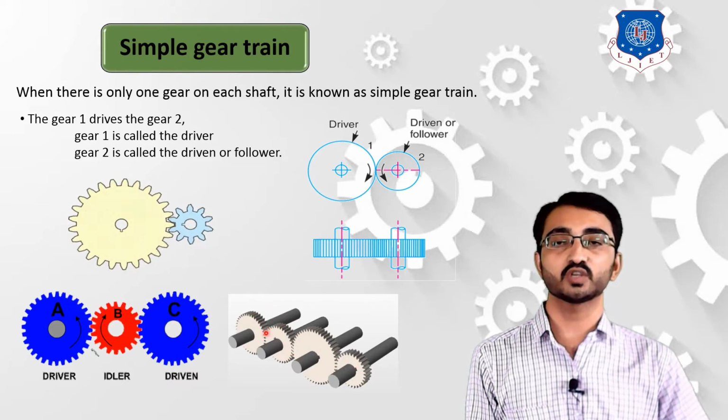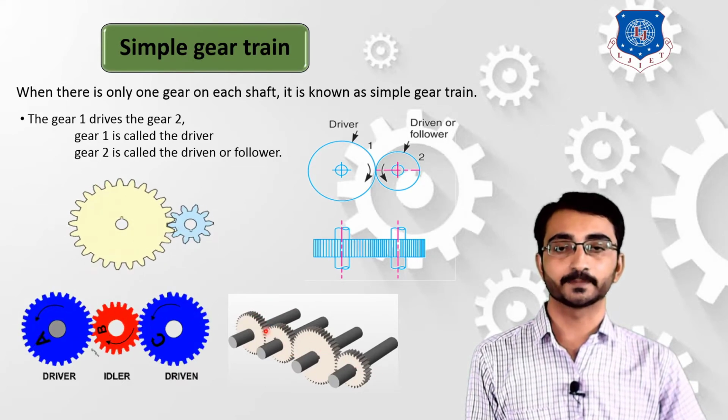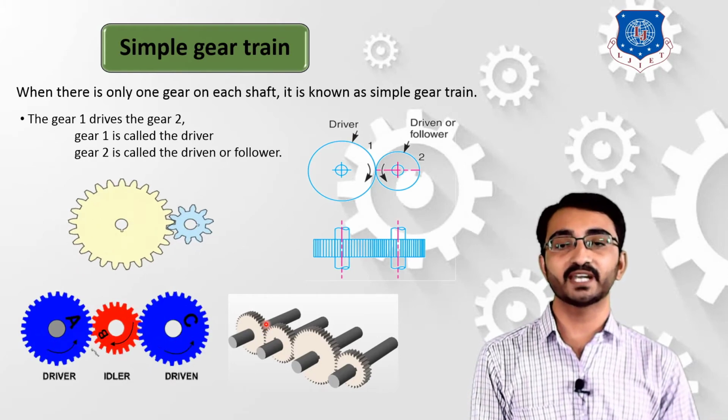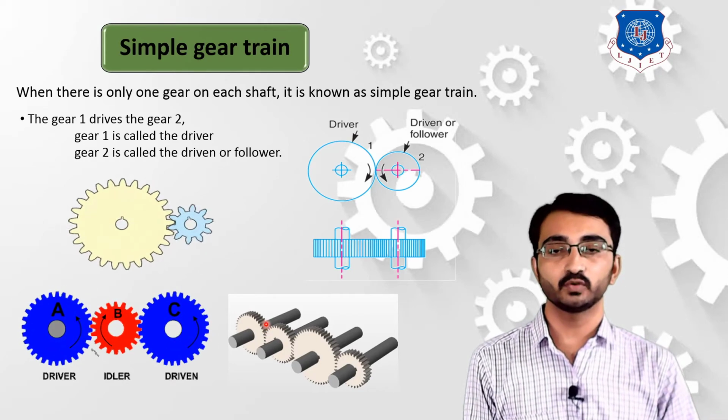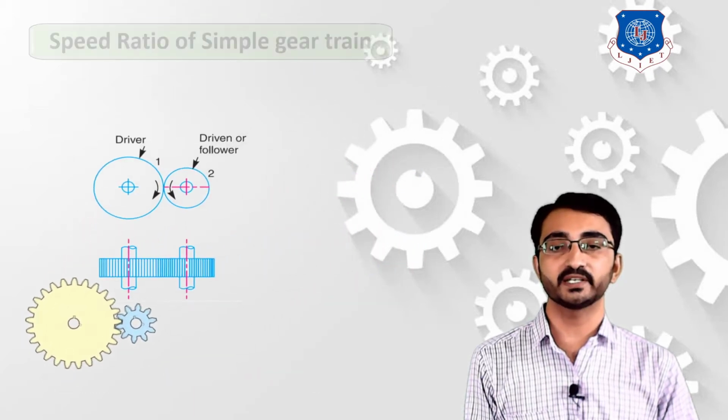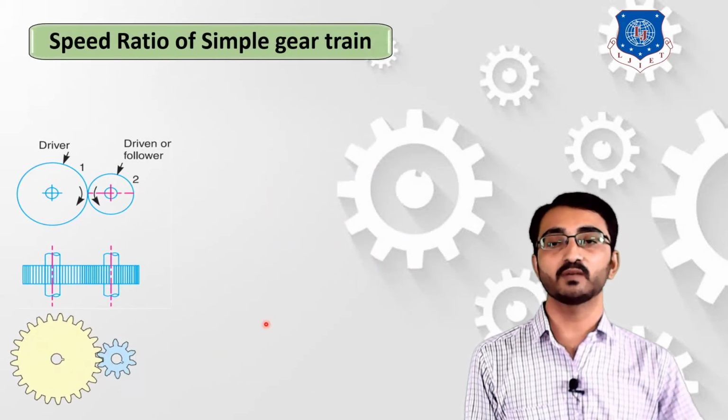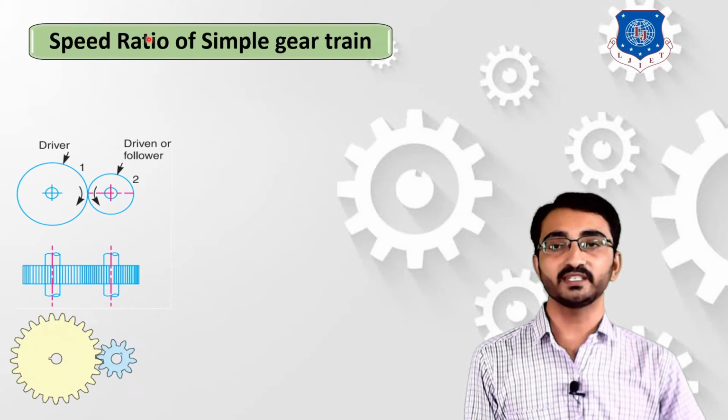Okay, so this is also an example of a simple gear train. Now, after learning the fundamentals regarding the simple gear train, we have to derive the equation for the speed ratio of a gear train. So let's first identify what the speed ratio is.